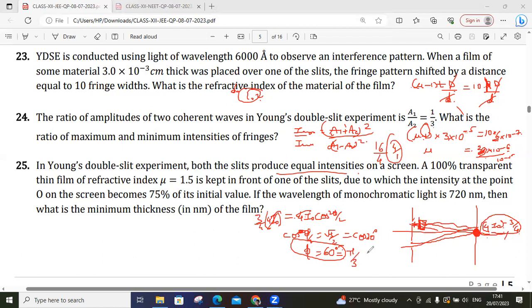So this is equivalent to a path difference of, path difference you want, right? So lambda is equivalent to 2 pi. Pi is equivalent to lambda by 2. So lambda by 2, if you put here, you will get lambda by 2 into 3, lambda by 6. So the new path difference is lambda by 6. And actually geometrically the path difference is 0, but this much path difference is showing because of this. And this introduces how much path difference?